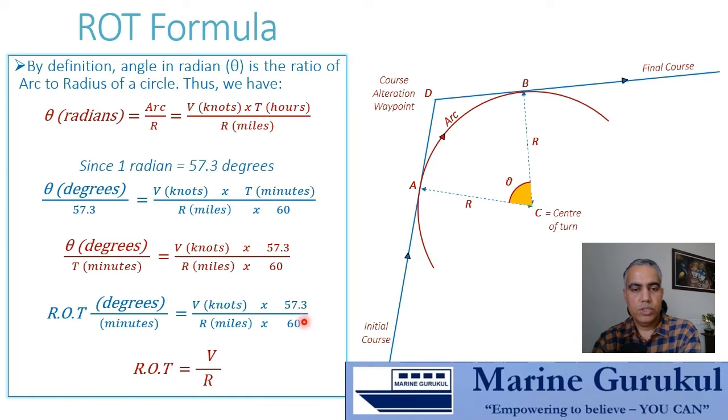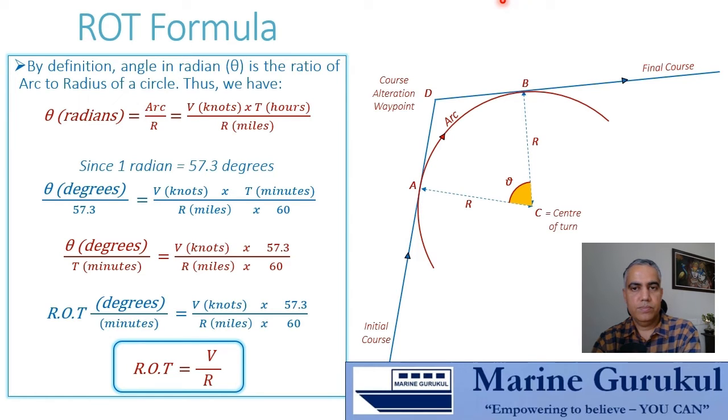So these terms being close, without any appreciable loss of accuracy, these can be cancelled out and the formula gets simplified to the rate of turn equal to v upon r. So this is the rate of turn of the ship in degrees per minute. This is the rate at which the ship is turning, and it is equal to the speed of the ship in knots divided by the radius of the turn in nautical miles. So this is the formula for rate of turn of the ship.